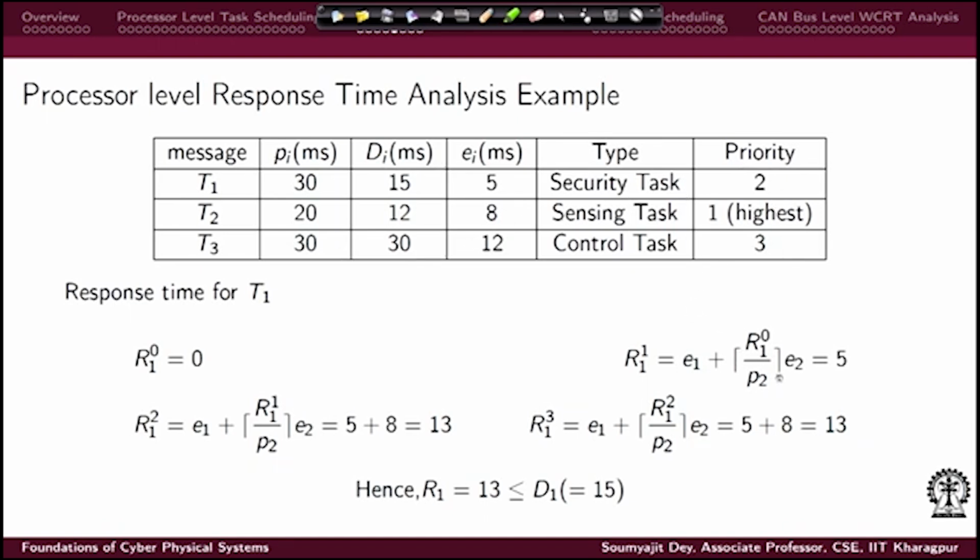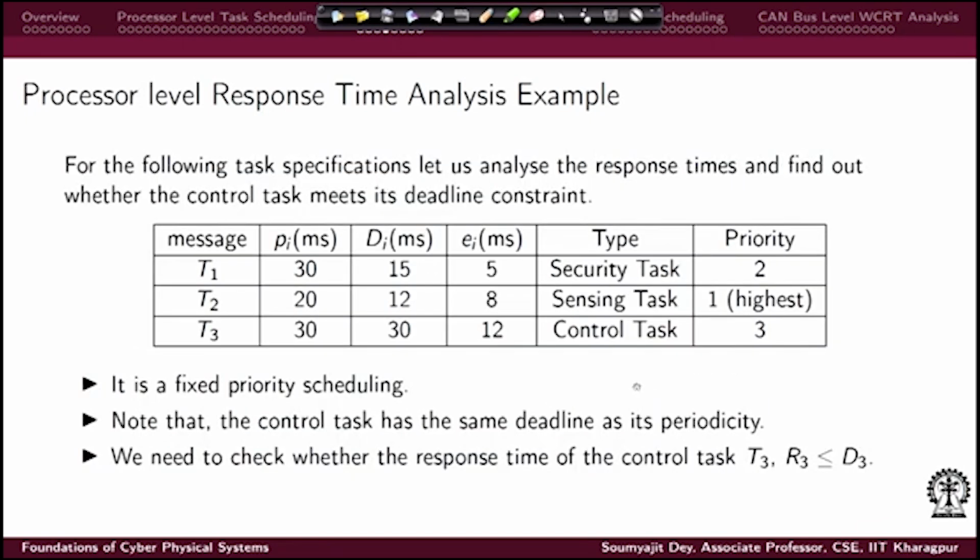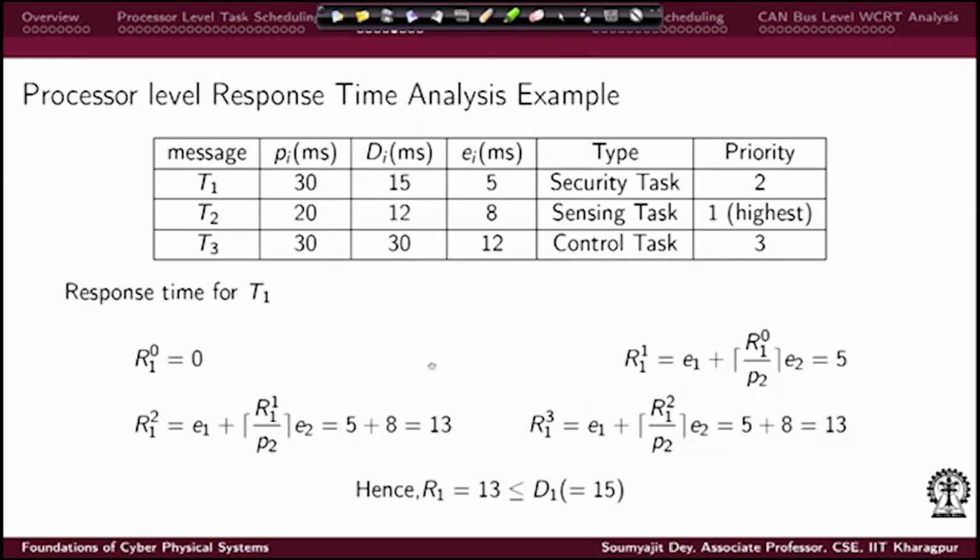So, if you see here, our target is to compute for this control task, right. But let us start with this one first. We are trying to see for this security task. Okay. So, R1. Now, R1 has priority 2. So, the only one of higher priority than that is T2. So, it can be interfered with by this T2.